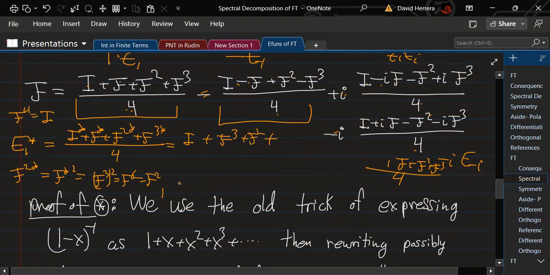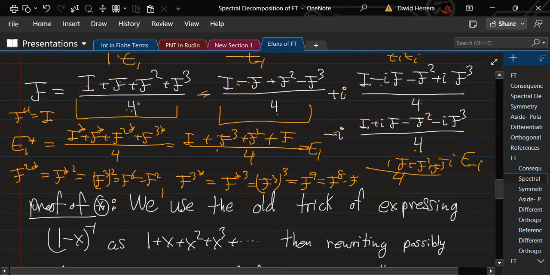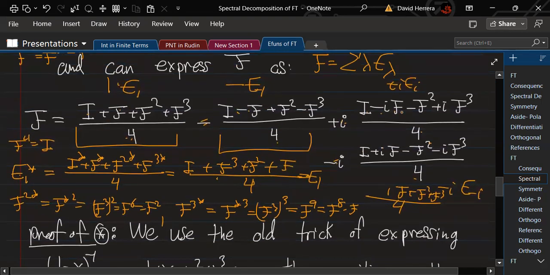Now, what about f cubed adjoint? Well, it's f adjoint cubed, which is f to the 3 to the 3, which is f to the 9. And then using the fact that f to the 4 is the identity, that's f to the 8 times f. And this is the identity, so this is just f. So you see here that E1 adjoint is just the same operators in a different order. This is E1. And it turns out you can do the same thing with E-1, Ei, and such.